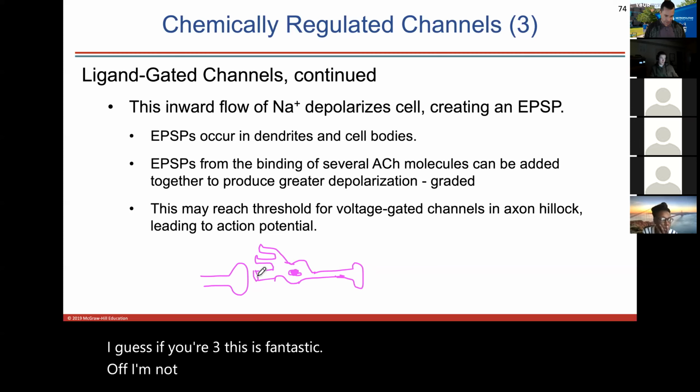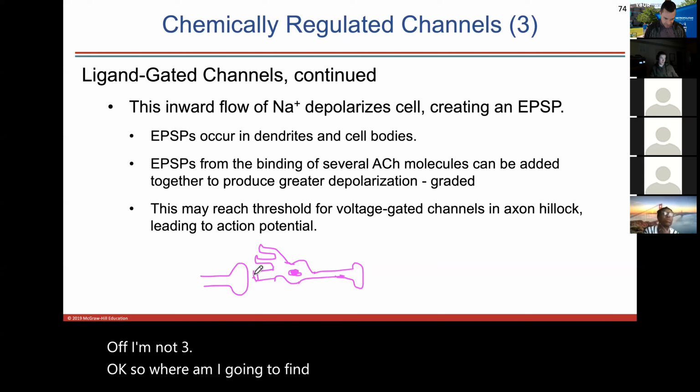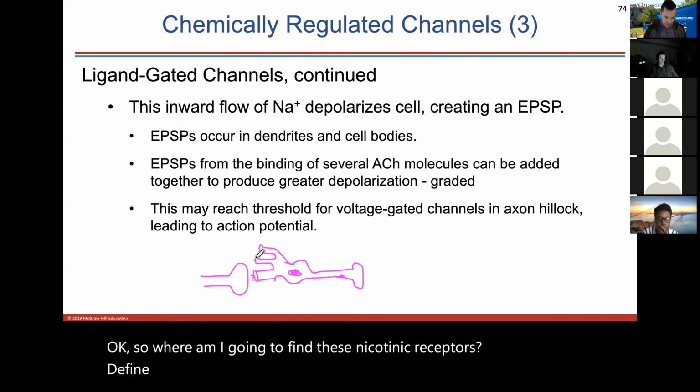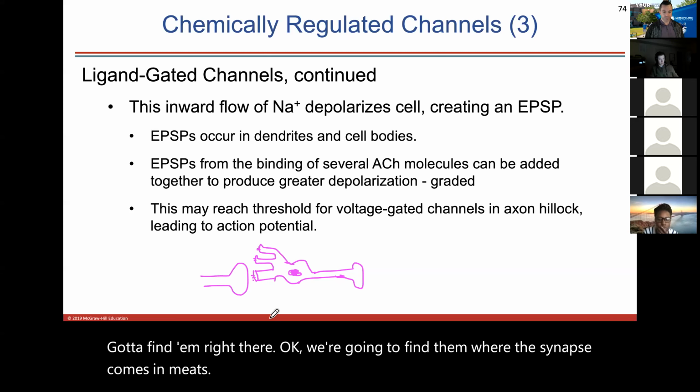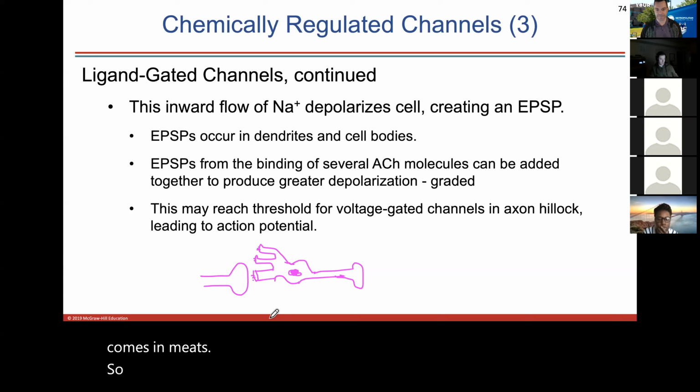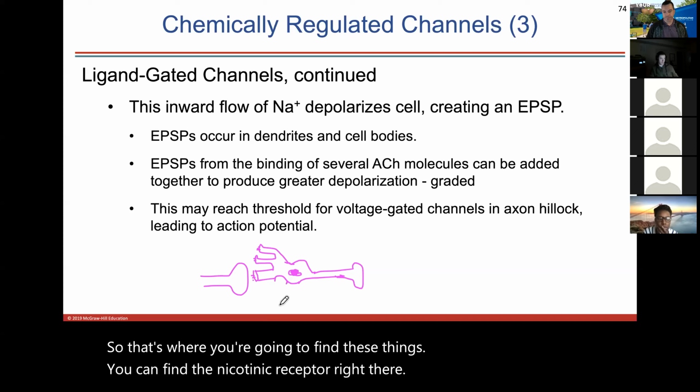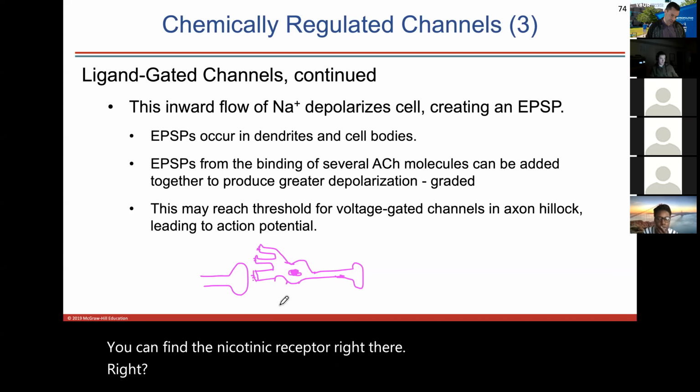Okay, so where am I going to find these nicotinic receptors? I'm going to find them right there. I'm going to find them where the synapse comes and meets. So that's where you're going to find these things. You can find the nicotinic receptor right there. That's where you find a lot of these.